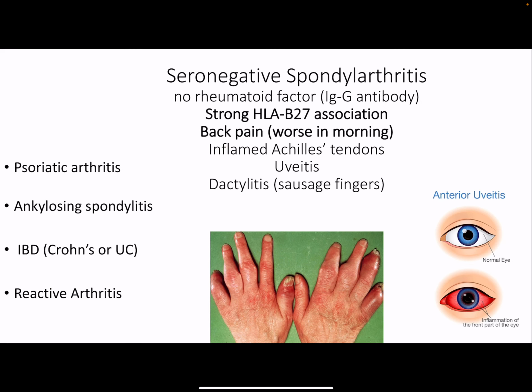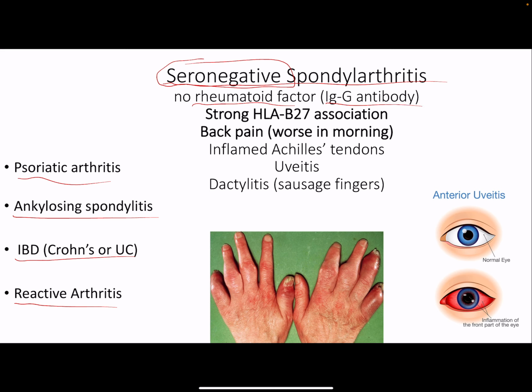Seronegative spondyloarthritis diseases. There's going to be 4 of them: psoriatic arthritis, ankylosing spondylitis, inflammatory bowel disease, Crohn's and ulcerative colitis (UC), and then reactive arthritis. So there's seronegative, meaning it's difficult because there's not a lot going on in the plasma to detect. So there's no rheumatoid factor. Sometimes the SED rates and the CRPs are normal as well.